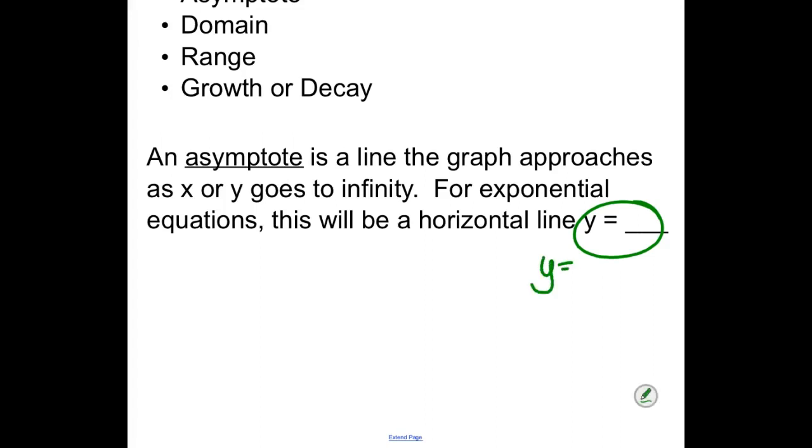Can you picture that ever changing? Can you picture an exponential growth curve that would have some other horizontal asymptote? Yeah, we've talked about transformations all year, right? If we shift this whole thing up or down, that asymptote moves with it. Okay?